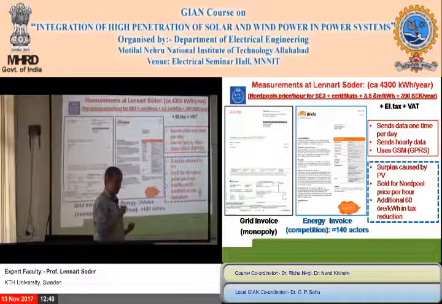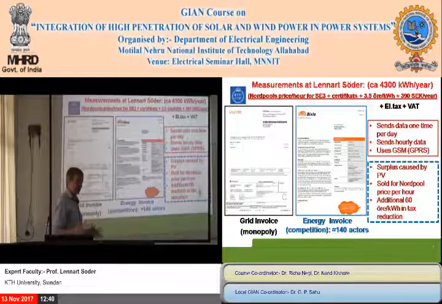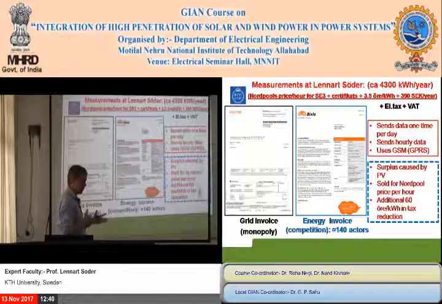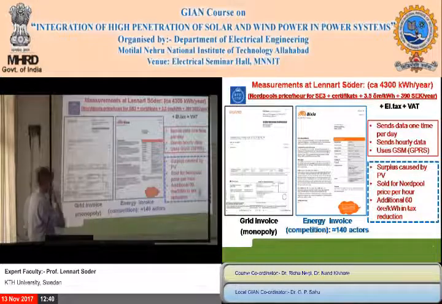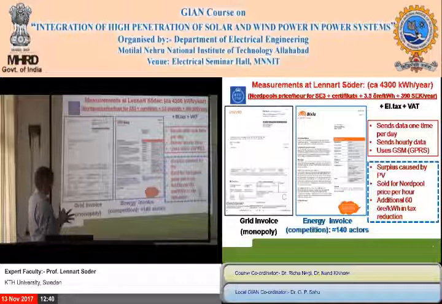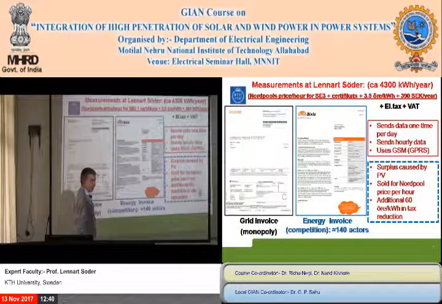And then we have also something in Europe which is called guarantees of origin, which is another way to market green power in general. So if you buy green power, you have to have guarantees of origin. I will not go into all these details. It's a lot of things. But anyhow, the fundamental issue is that I have one grid invoice. I have one grid company.